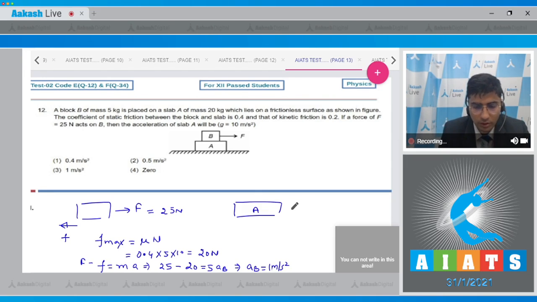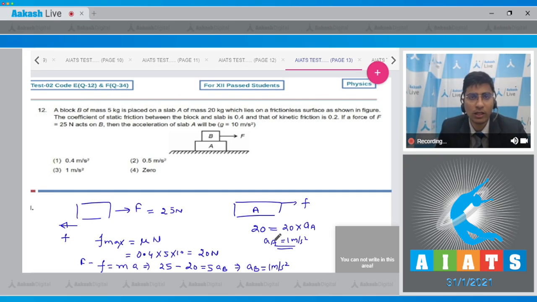Now, dear student, for the free body diagram of A, there will be a rightward frictional force, and this frictional force has a maximum value 20 Newton as you just calculated. So the acceleration for block A will be 20 is equal to mass of A, that is 20 into acceleration of A, meaning that acceleration of A is 1 meter per second square. Since we can see that the accelerations of both blocks are coming equal, they'll move together with an acceleration of 1 meter per second square, making option number 3 as the correct answer.